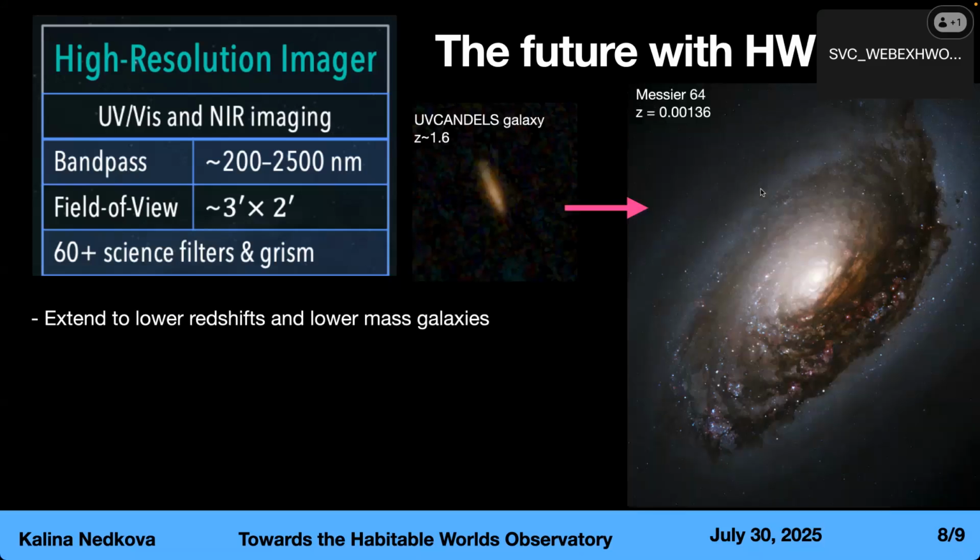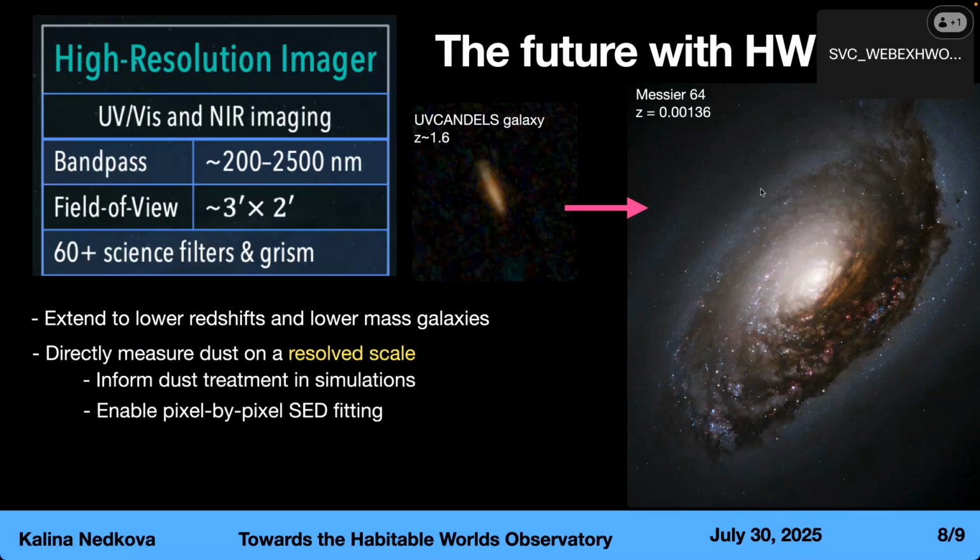And so I just wanted to draw this comparison where here I'm showing you a UV candles galaxy that we measured the size of. And here's a redshift 0 galaxy. And so we can begin to look at dust on a resolved scale. All of the results that I showed you assume that dust is centrally concentrated. Is this really the case? We can find out with HWO. Yes, and so this will be great for a lot of reasons.